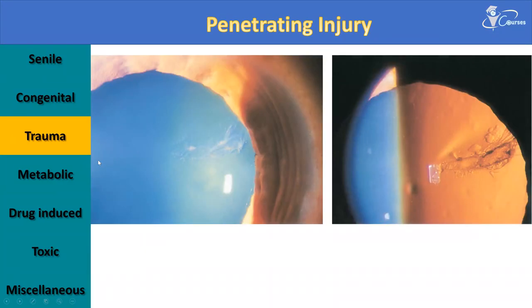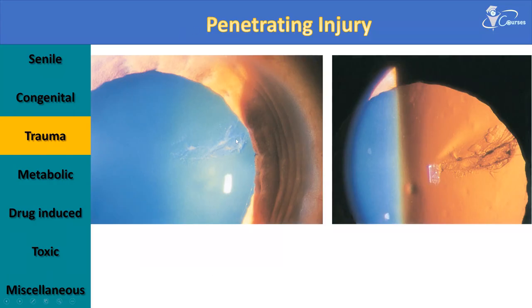Another presentation of trauma will be the penetrating injury. A penetrating or perforating injury of the lens will cause opacification of the cortex at the site of the rupture or at the site of the injury. You can see it here. Actually, sometimes a small perforation can heal, resulting in a stationary cortical cataract. Sometimes, but on many occasions, it can progress.